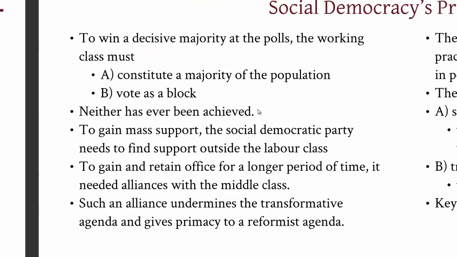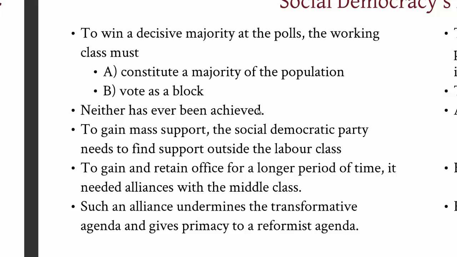So what he says then, here's the summary of Przeworski's argument: to win a decisive majority at the polls, the working class must first of all constitute a majority of the population and vote as a bloc. And these are the two principles that social democracy rested upon. The two ideas that social democracy as a mobilizing force rested on. This idea that the working class will vote according to class interest, in other words, for the Social Democratic Party that represents them at the polls, and that the working class will grow bigger than 50% of the population, and that's the way to take control of government.